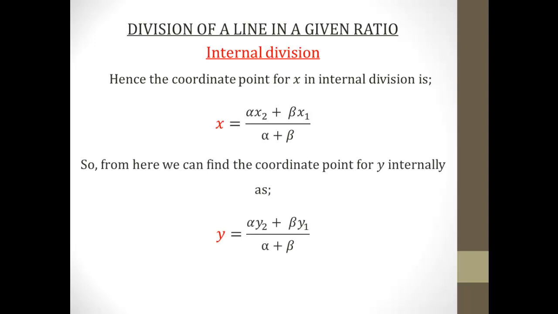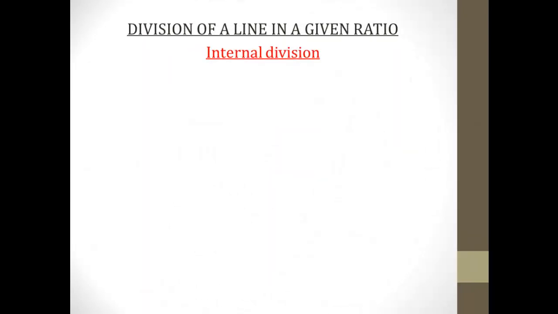Now since we know x, we must know y. So to get y, we just exchange. Anywhere we see x, we just put y. So if it is x2, we put y2. If it is x1, we put y1, just to find the coordinate point of y internally. So the coordinate point for y internally is going to be y equals alpha y2 plus beta y1 all over alpha plus beta.